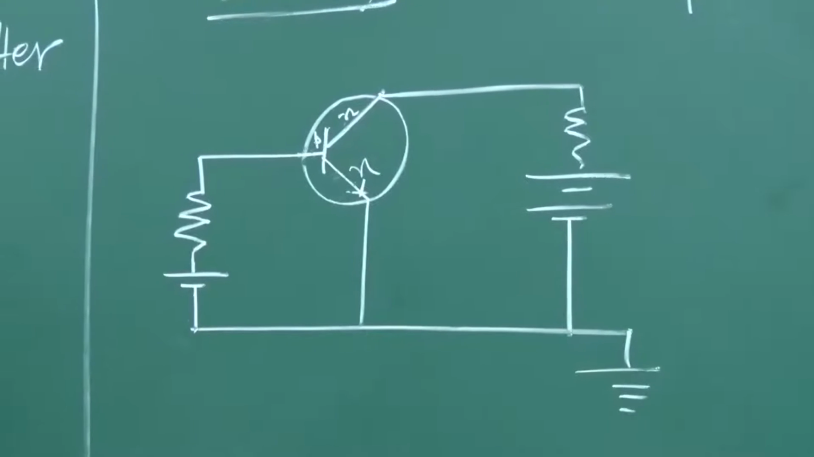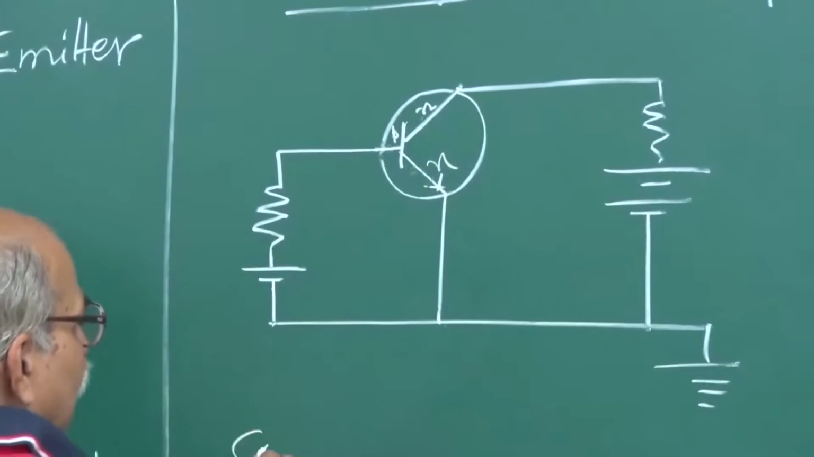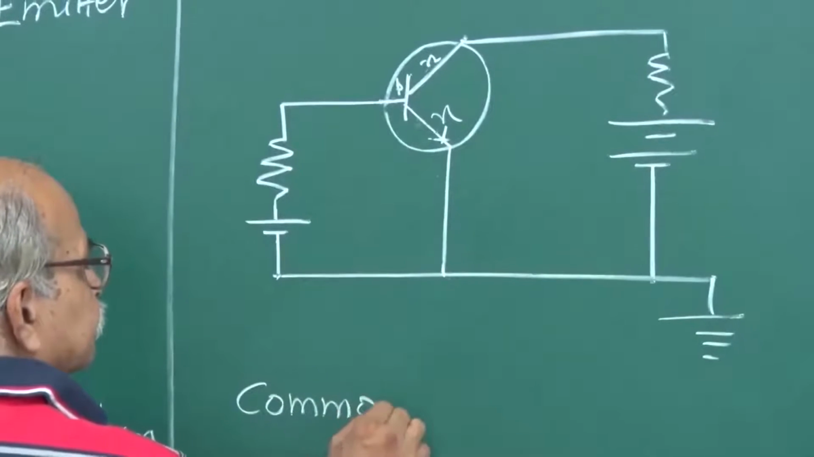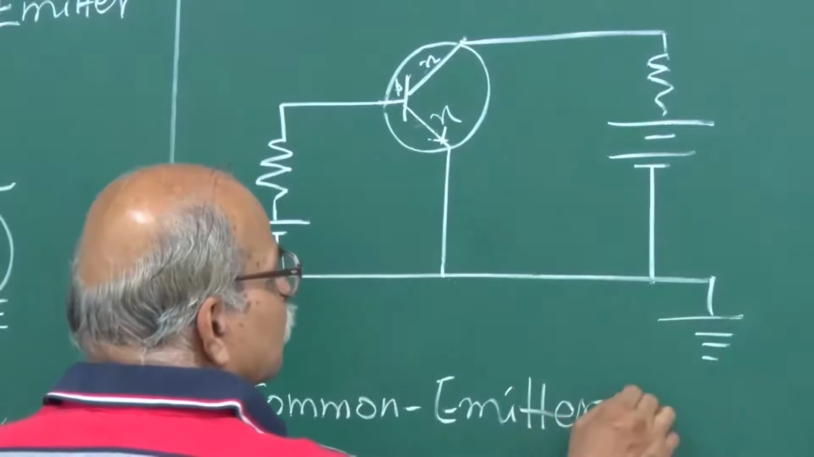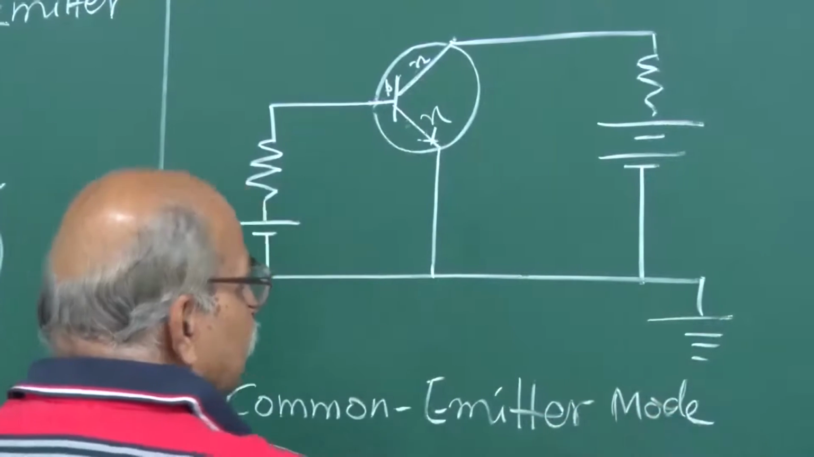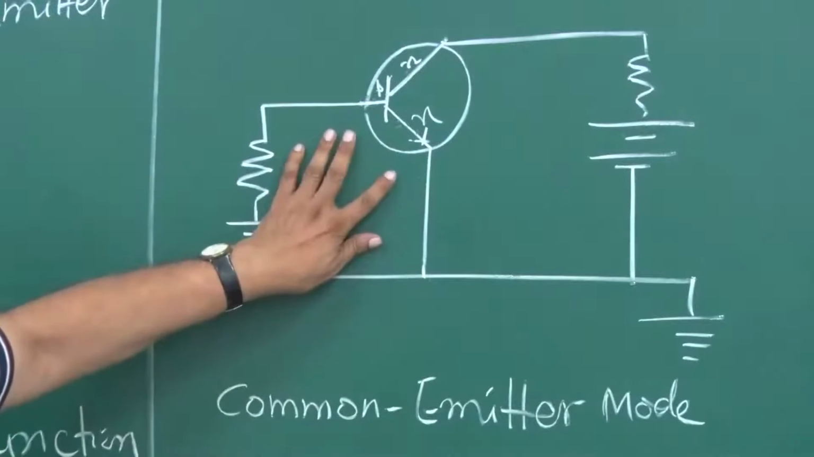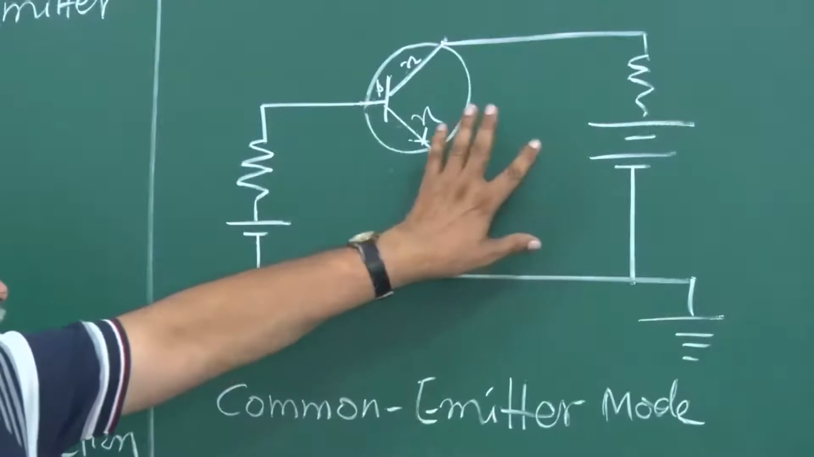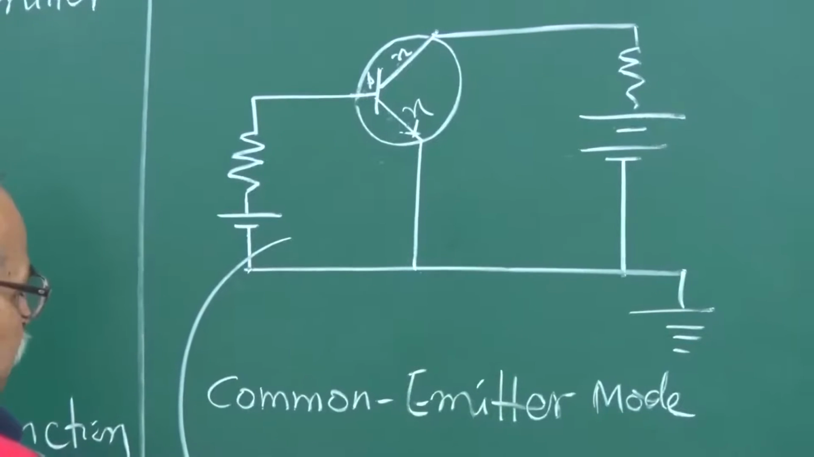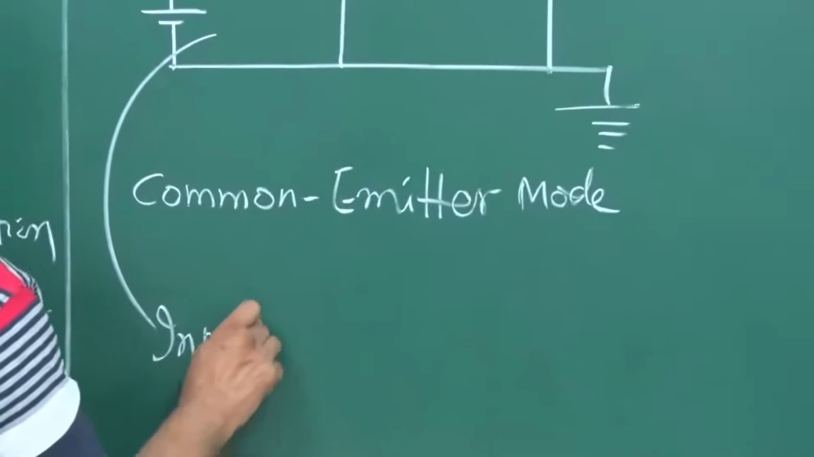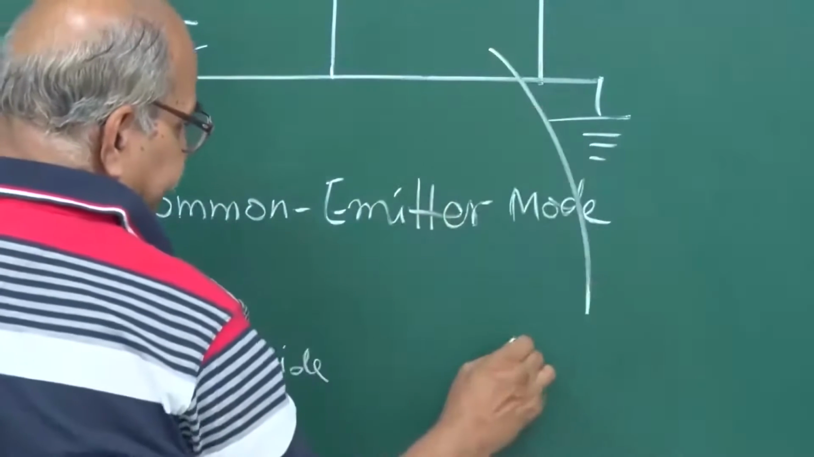Now this is okay, this is fine. So this configuration is known as common emitter mode. Why? Because there are two parts of the circuit, clearly you can see from this diagram. This is one part, this is another part. And this part of the circuit, you can call the input side, and this part is the output side.